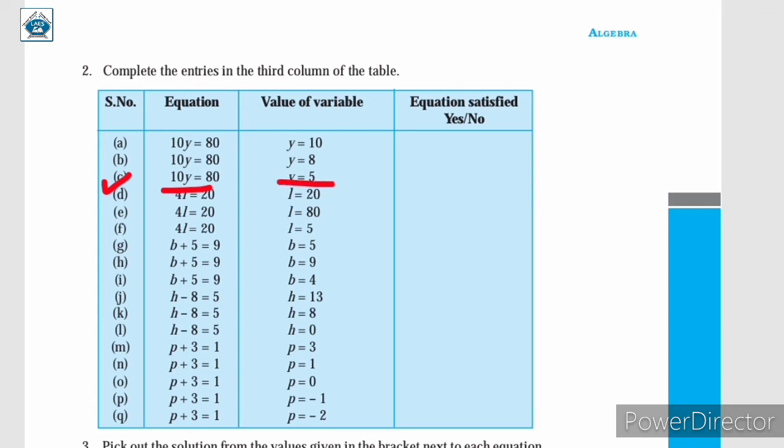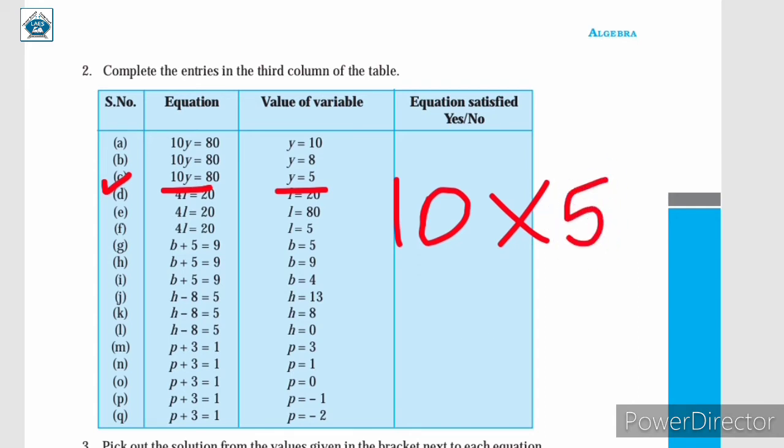But यहाँ पे हमें y के बदले क्या substitute करना है? We need to put y is equal to 5. So 10 multiplied by y के बदले it will become 10 multiplied by 5 which is equal to 50. And we know that 50 is not equal to 80.